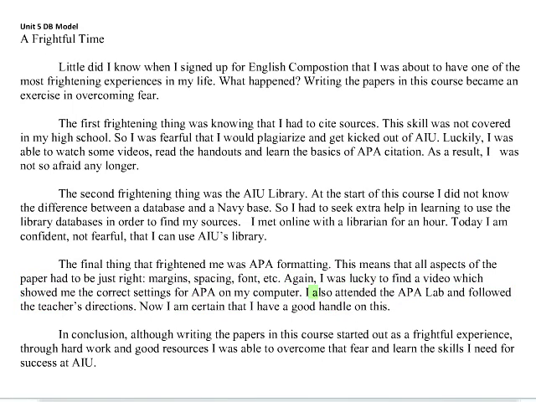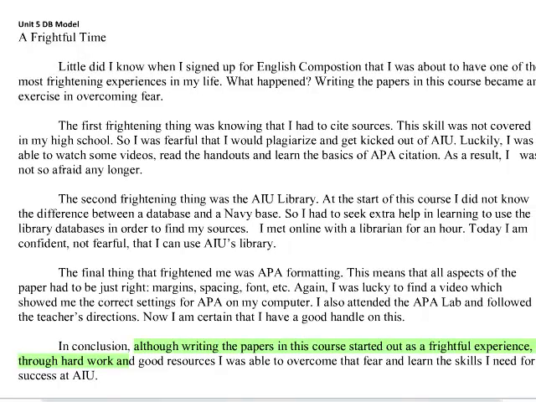Here's another support sentence. I also attended the APA lab and followed the teacher's directions. So we've had very specific support clarifying this main idea, and now we wrap it back together. Now I'm certain I have a good handle. And then the conclusion with your conclusion transition tells the importance. So there is a model of your Unit 5 DB.